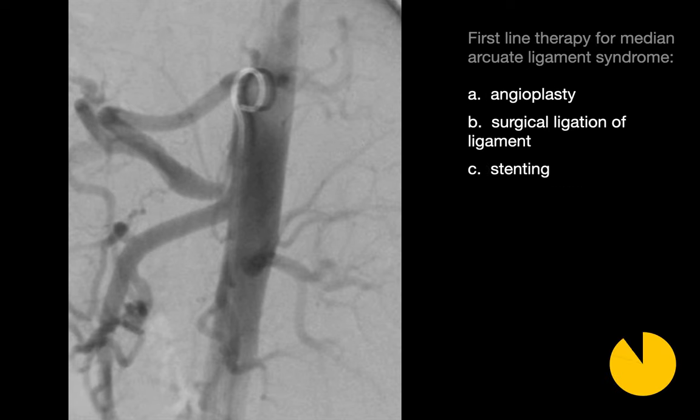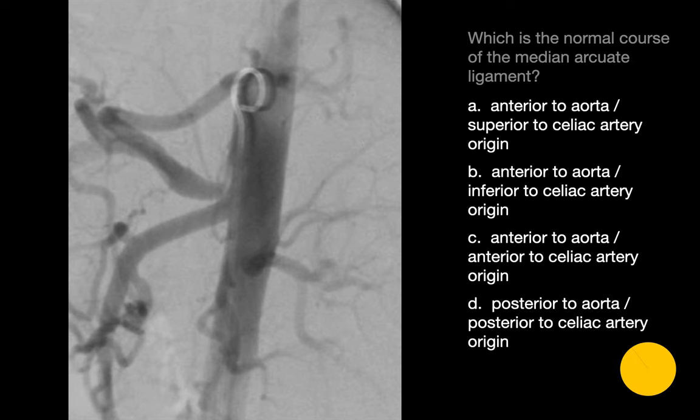What's first-line therapy? First-line therapy is to treat the cause, namely surgical ligation of the ligament. What's the normal course of the median arcuate ligament? So the median arcuate ligament meets the anterior aspect of the aorta superior to the celiac artery origin and passes anterior to the aorta. It can occasionally compress the celiac artery and even nearby structures like the celiac ganglion.